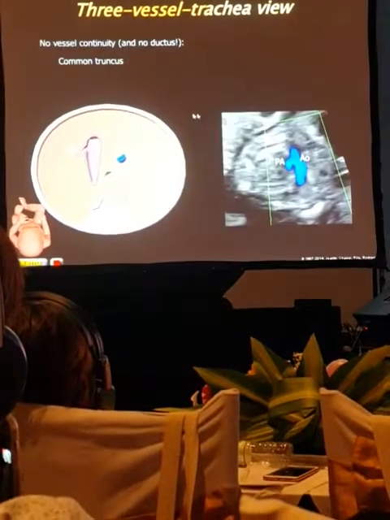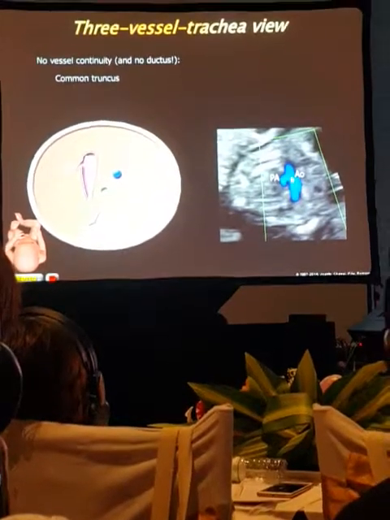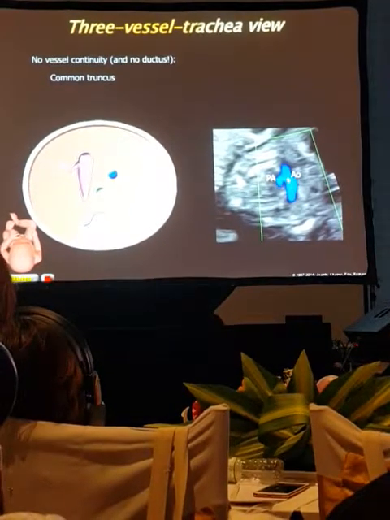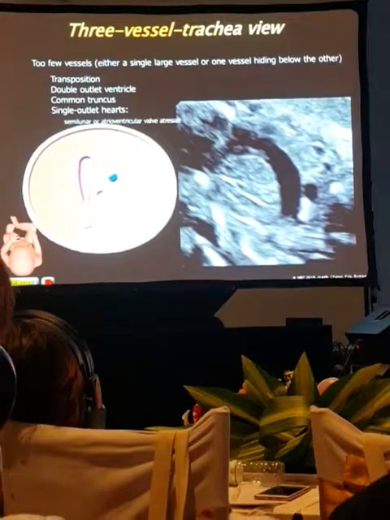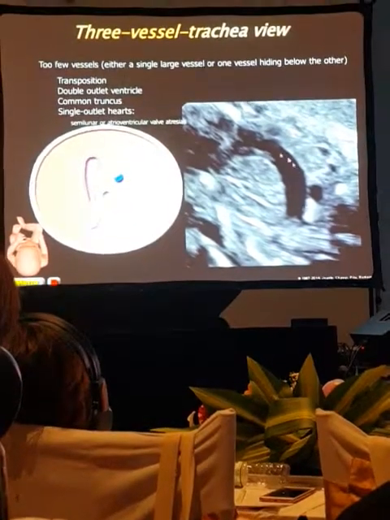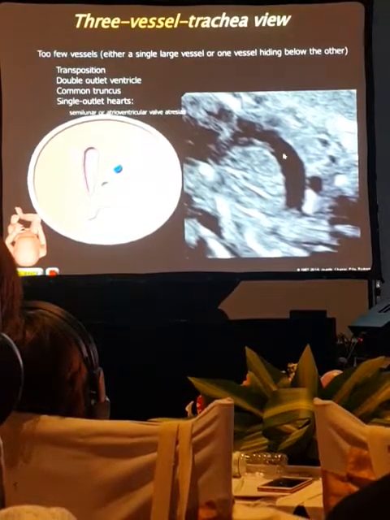This is a truncus, and if you do echocardiography, it would look like a hand with a thumb coming to the side of a hand. Here we have only one vessel, and this is the D or the L transposition.